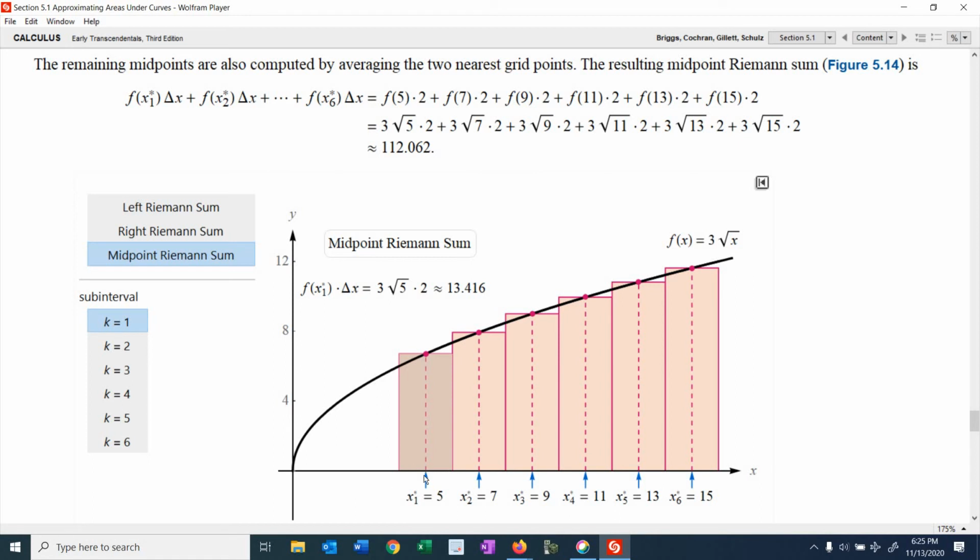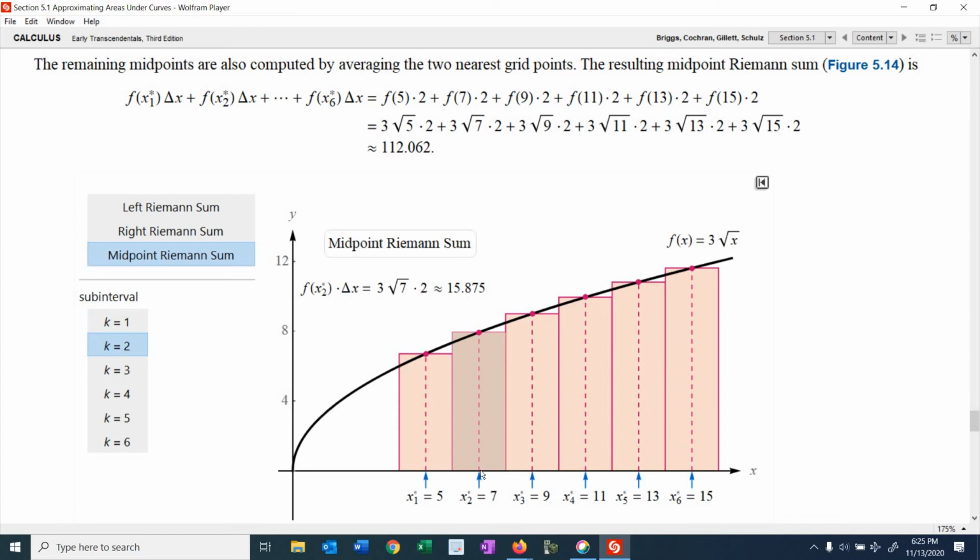Now in this first subinterval, we're going to pick the midpoint of that subinterval to determine the height of the rectangle. So the midpoint between 4 and 6 is equal to 5. And of course, to figure that out, you could just say 4 plus 6 divided by 2. That gives you 5. Okay, then we plug that into the function, and that gives us the height of the rectangle. 3 times the square root of 5 times the width, which is 2. And so that's the area of the first rectangle. And you just keep doing this for each rectangle.